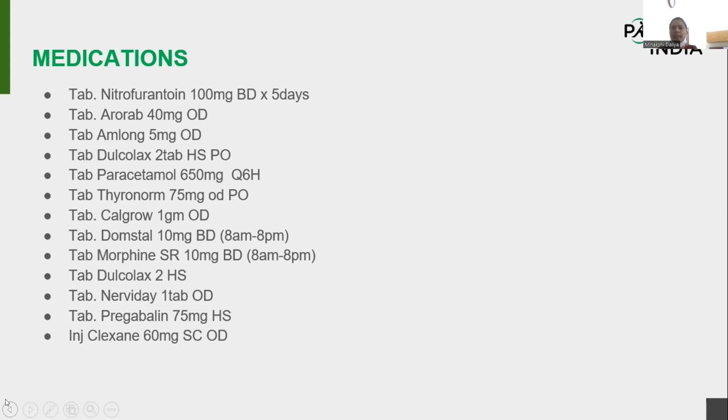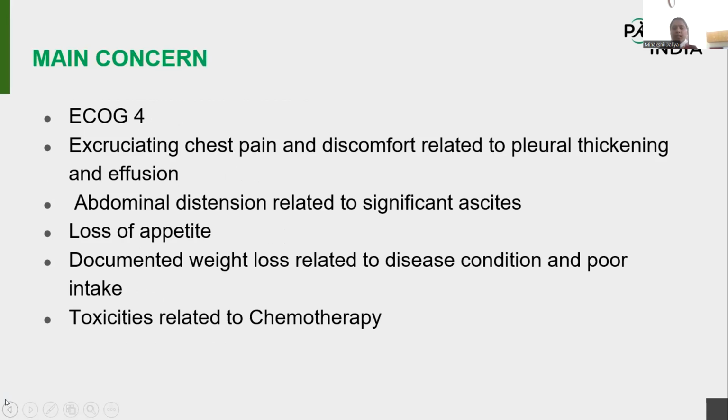Then he was on tab Calgro and Domstel, tab morphine SR 10 mg BD, tab Nervide, tab pregabalin 75 mg HS. Because he was more than 50% on bed, we started anticoagulant prophylaxis. We started him on injection Clexin 16 mg subcutaneous. So the main concern, his ECOG was 4.